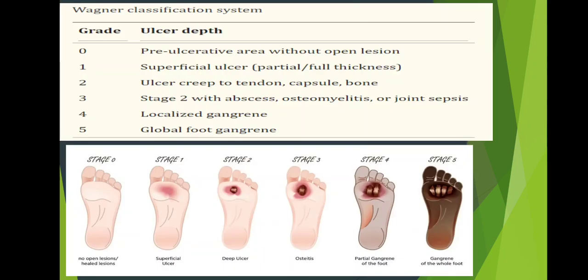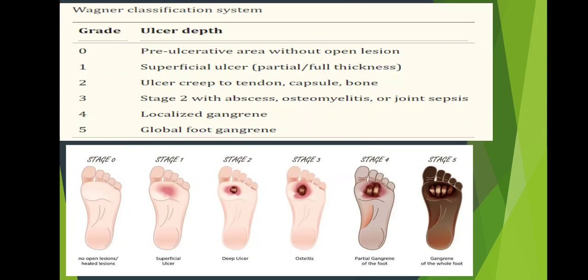So, let's look at the Wagner classification. It starts from 0 to 5. Stage 0 is the pre-ulcerative area without an open lesion, as you can see on the first diagram. Then grade 1 is a superficial ulcer, which may be partial or full thickness. Then grade 2 is an ulcer that extends to the tendon, capsule, or bone, so that's a deep ulcer.